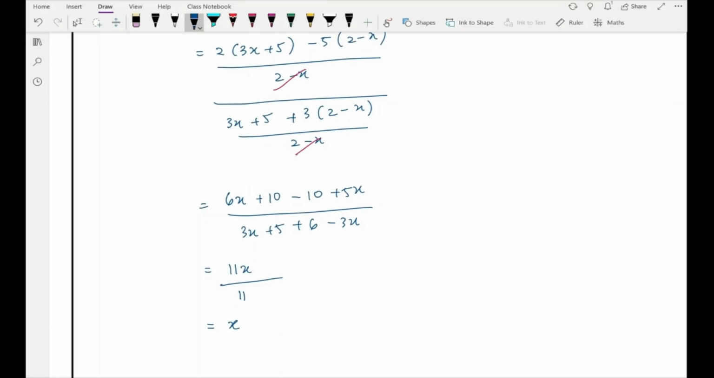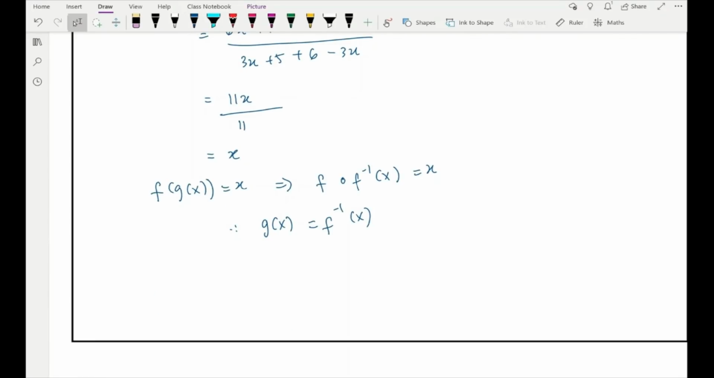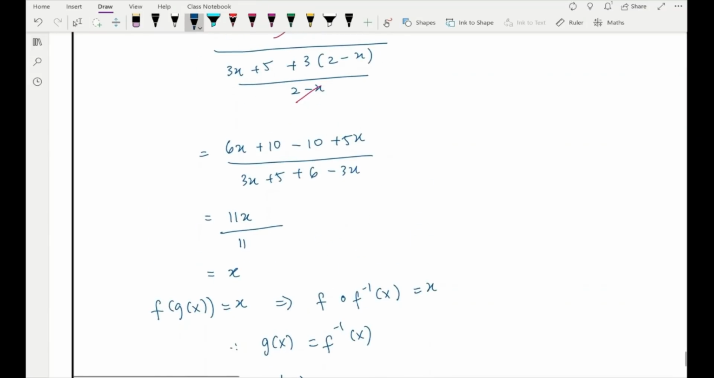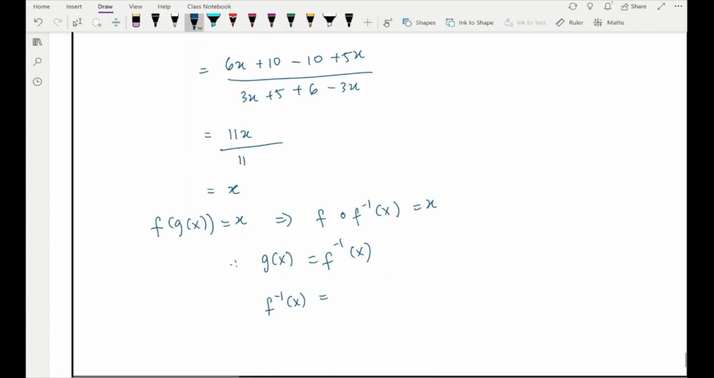From this question, we know that fg is equal to x. And from the previous, we noted that if f of f inverse equals x, thus g(x) is equal to f inverse. From this one, we know that f inverse is equal to g(x). g(x) is 3x plus 5 over 2 minus x.